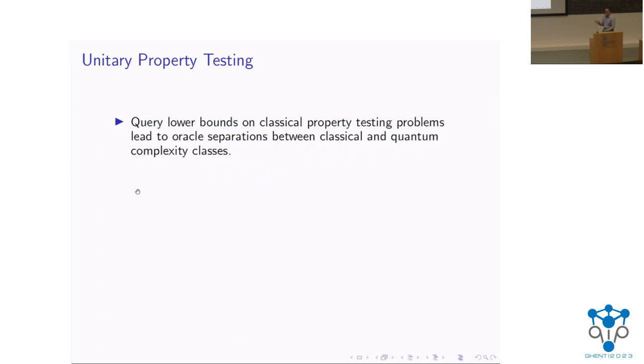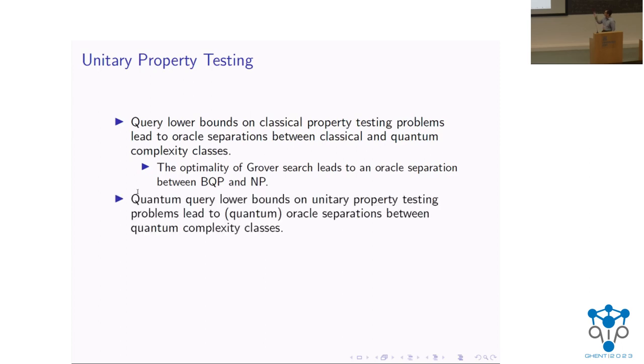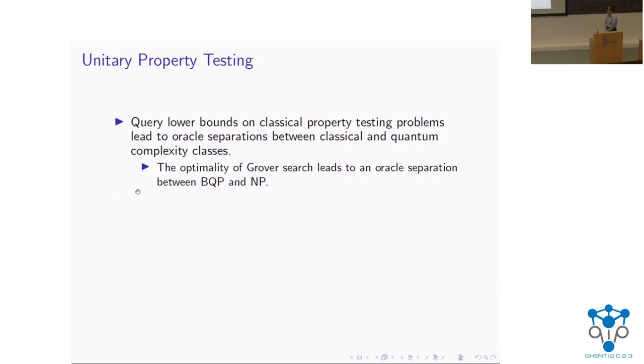And finally, I guess I'll also try to motivate this study by telling you that lower bounds against classical oracles yield some very interesting separations between complexity classes. In particular, if you know that a particular model can or cannot do a classical oracle problem in a certain number of calls, you can design oracles that essentially separate those classes. So the example here is that because of the optimality of Grover, you can find an oracle separation between BQP and NP.